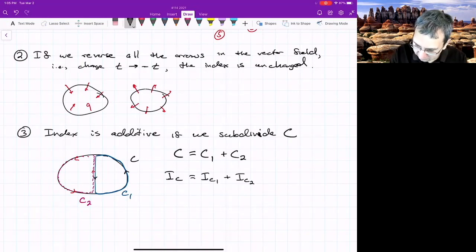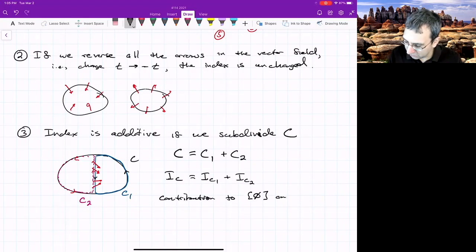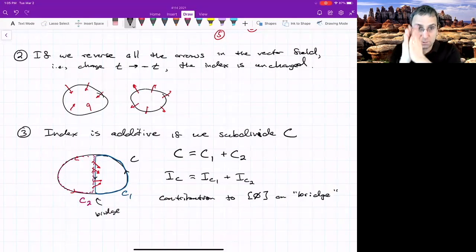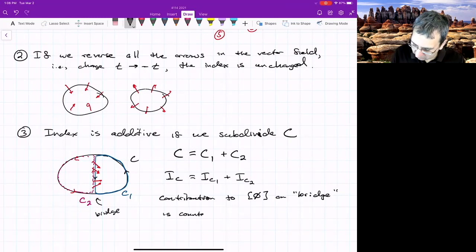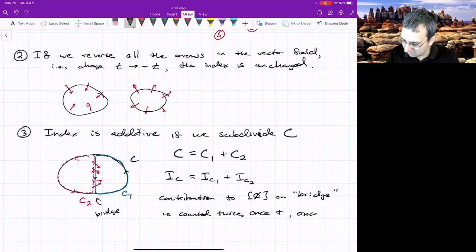If I plot the vector field along here, it doesn't really matter what it does, because in one sense it's traversed positive, the other it's traversed negative. So that region in the bridge is counted twice. So the contribution to the net change in that angle on the bridge, where the two are infinitesimally close to each other, is counted twice, once in a positive sense and once in a negative sense, because you're traversing it two opposite ways. So they just cancel out, and that's why we have this property.